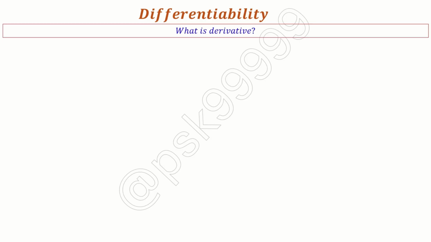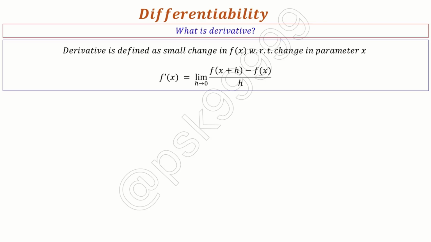The concept is very simple. We have already learned limit and continuity. Similarly, differentiability is a condition to check whether a given function is differentiable or not. How do you check that? Let's first check the derivative. Simple definition: the derivative is a small change in f of x with respect to change in parameter x. So f dash x is defined as limit h tends to 0, f of x plus h minus f of x by h. So this is my derivative definition.